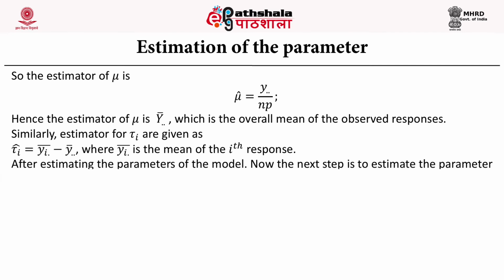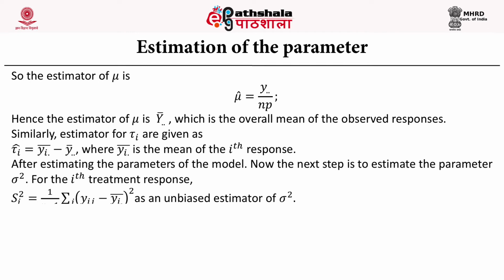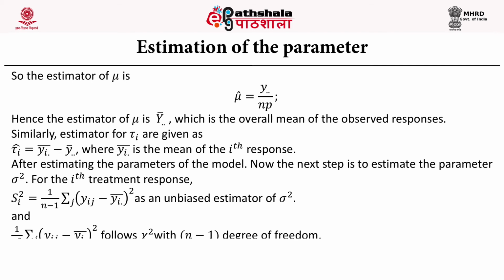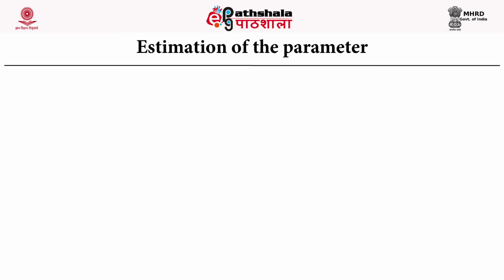After estimating the parameters of the model, the next step is to estimate the parameter sigma square for the ith treatment response. As we know, Si square is an unbiased estimator of sigma square. So 1 upon sigma square times the summation of (Yij minus y i dot bar) whole square follows a chi-square distribution with n minus 1 degrees of freedom. This is the property that if a variable follows a normal distribution with some parameters and you scale it, then it follows a chi-square distribution with 1 degree of freedom. So using the above information, we can find an estimator of sigma square.